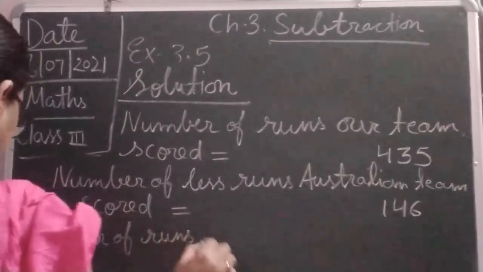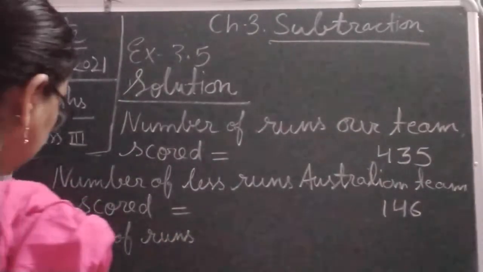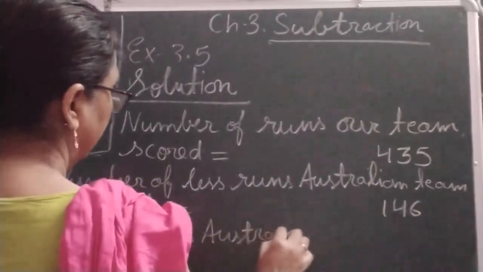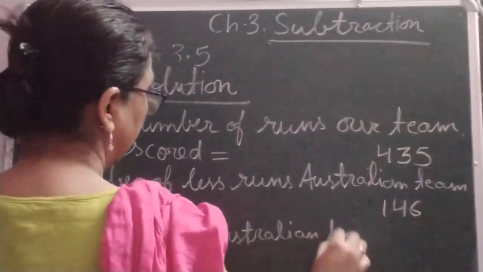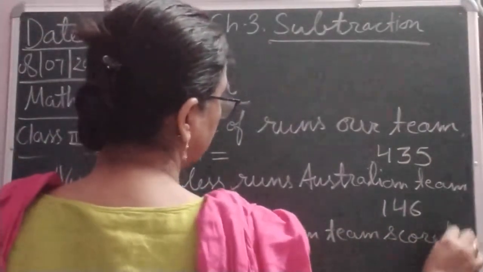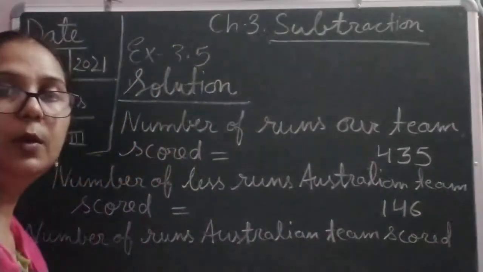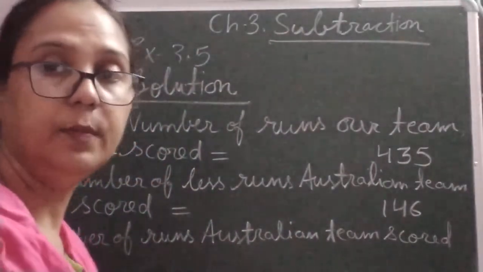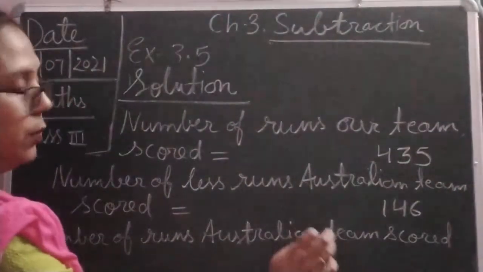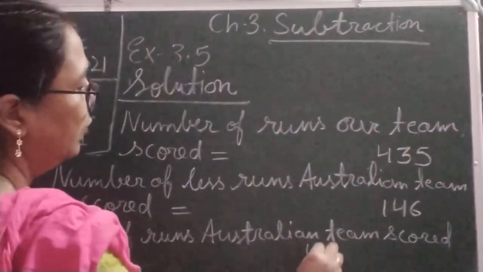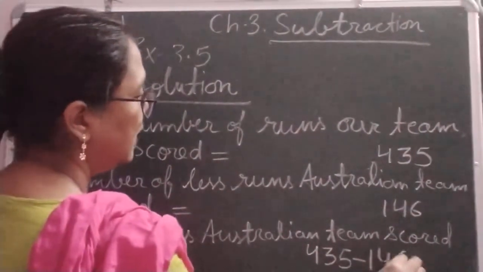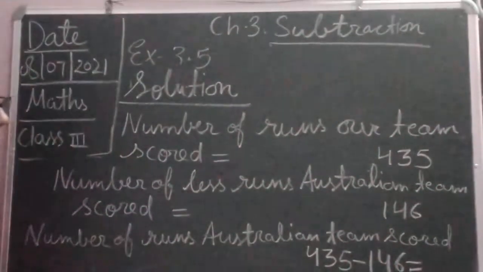Now next line, number of runs the Australian team scored. It means here we have to take out the total number of Australian team score. So what we will do, we are going to subtract over here. So first, 435 minus 146 equal to what will we get?